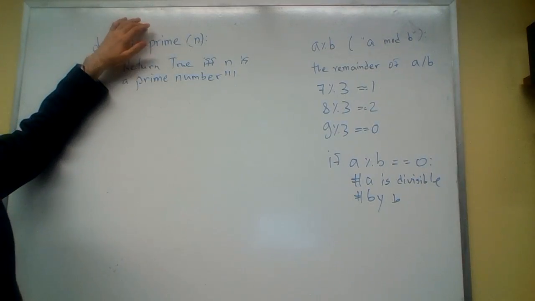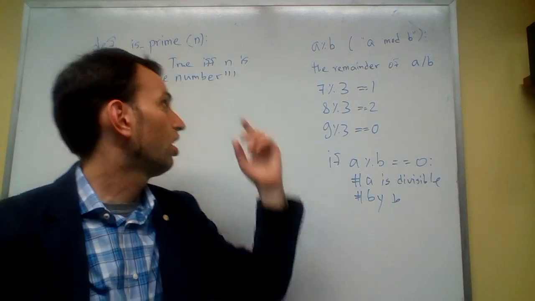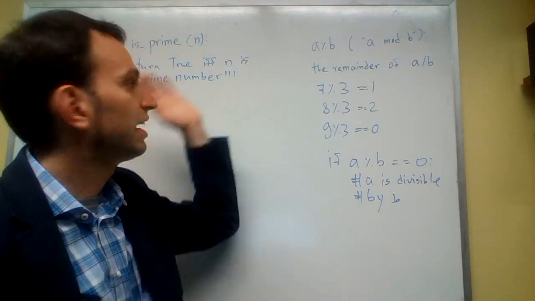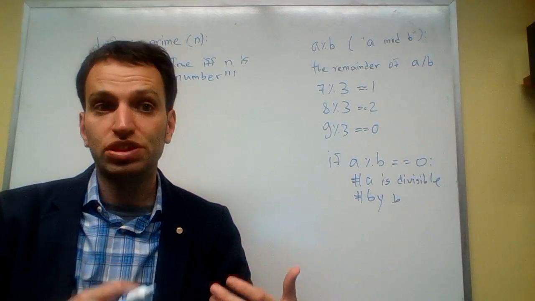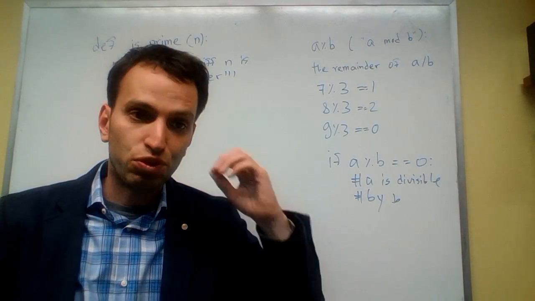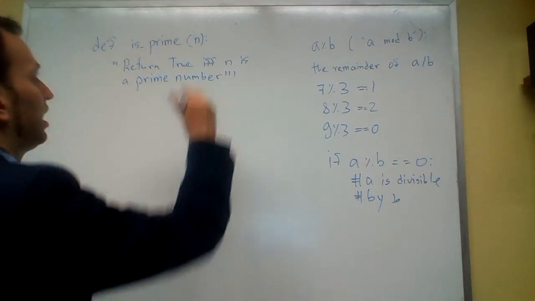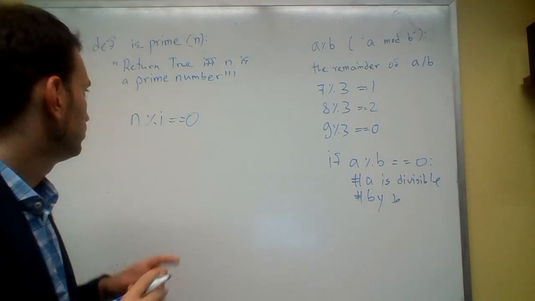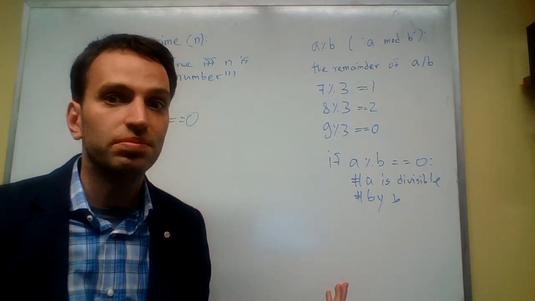So how would we go about this? Well, what we want to do is try every possible divisor of n. If the remainder of the division of n by any number between 2 and n minus 1 is equal to 0, that means that n is not prime, but a composite number. If you can't find a divisor such that n mod i is equal to 0, well, you're good, because if there is no such i, that means that n is prime.